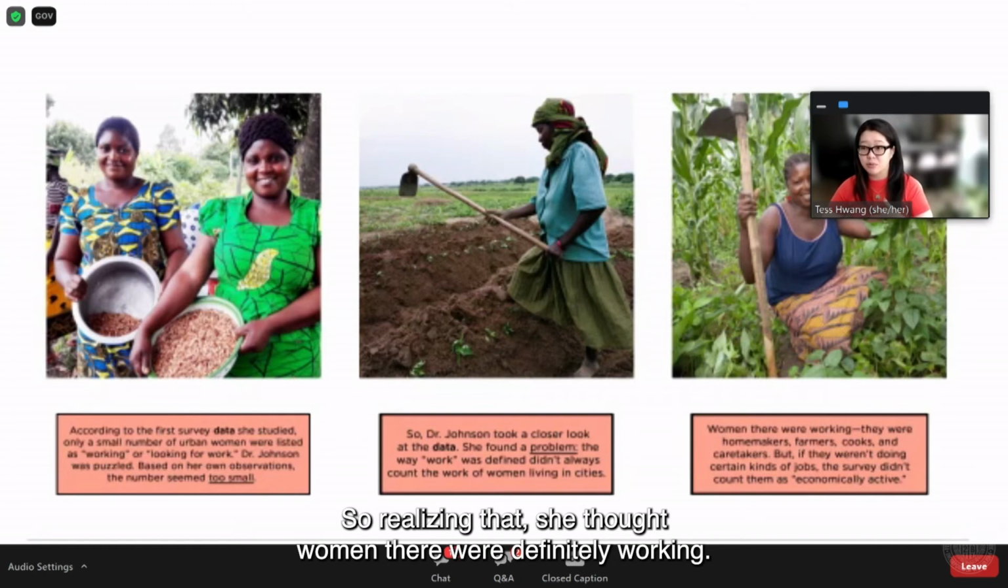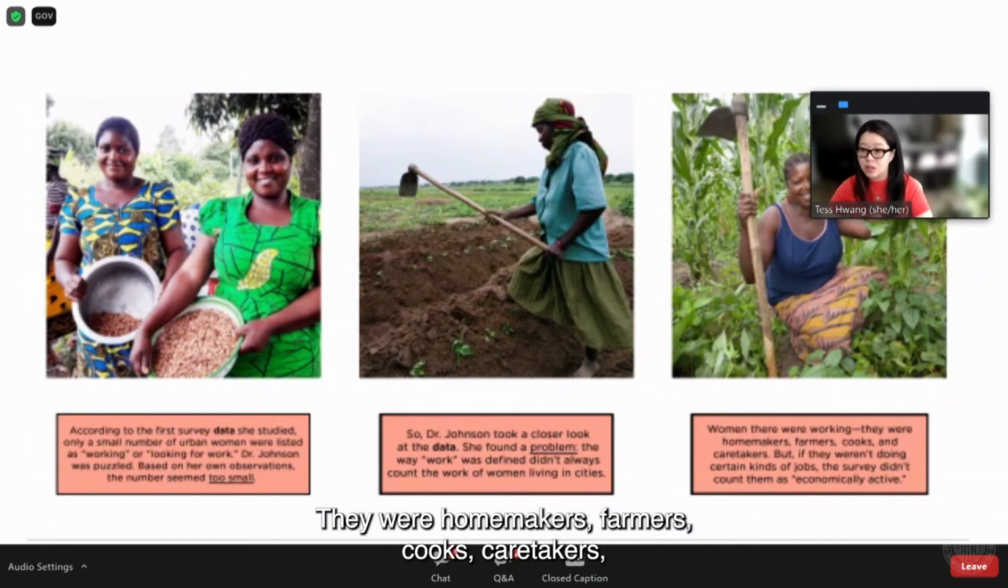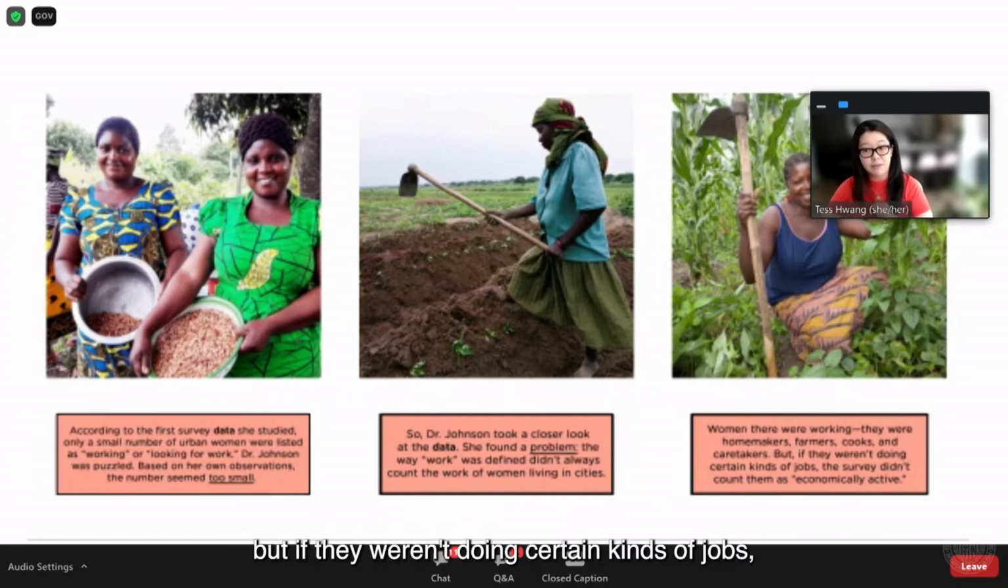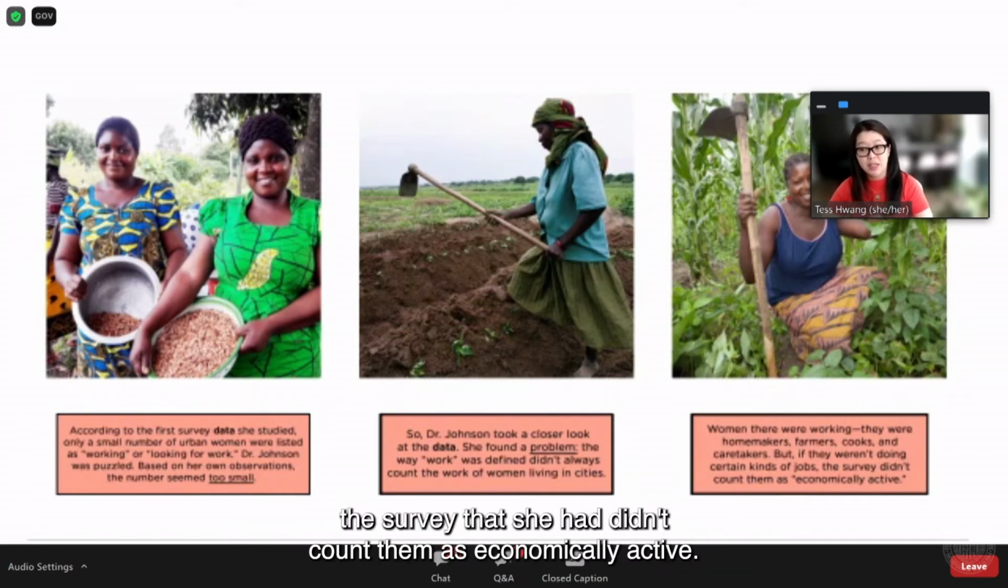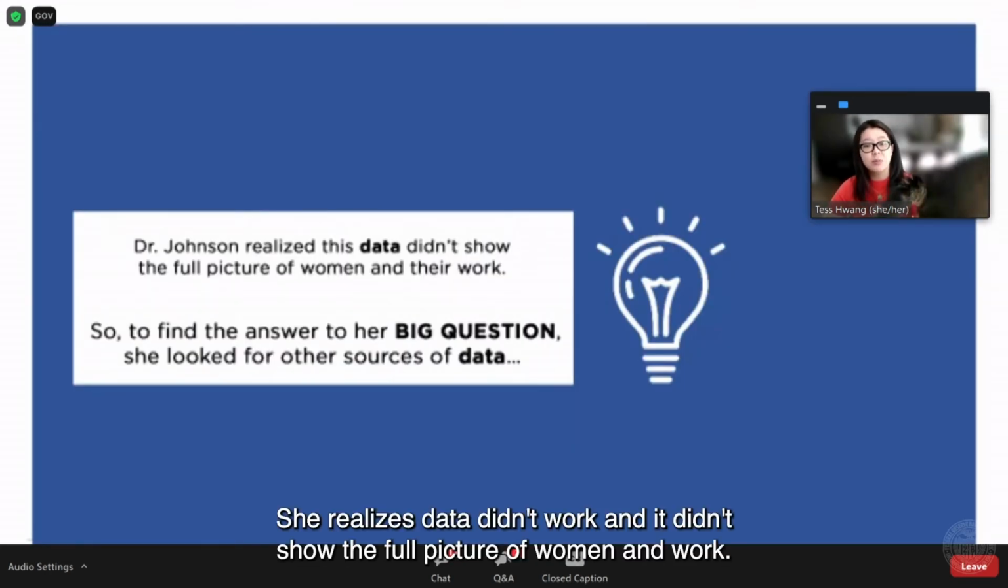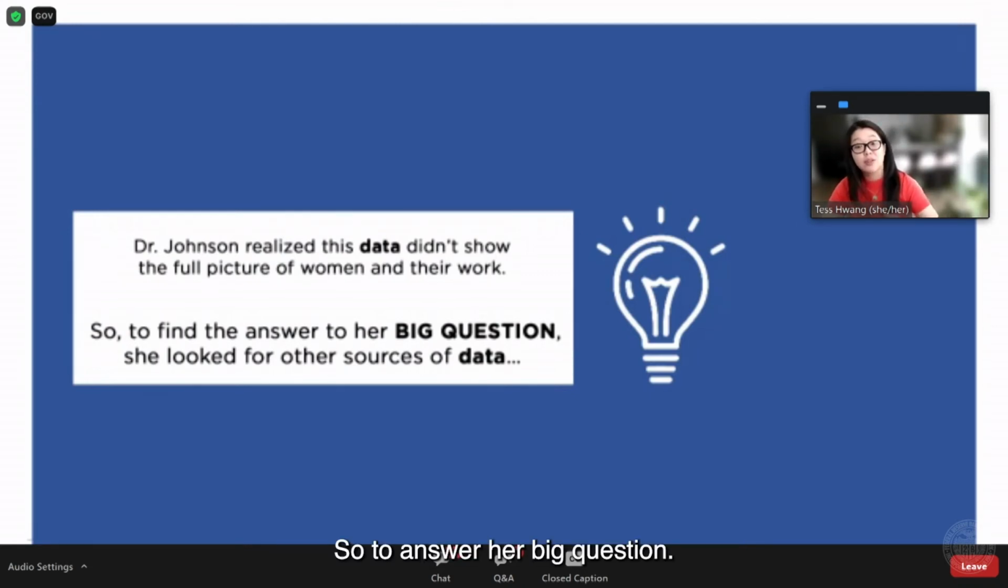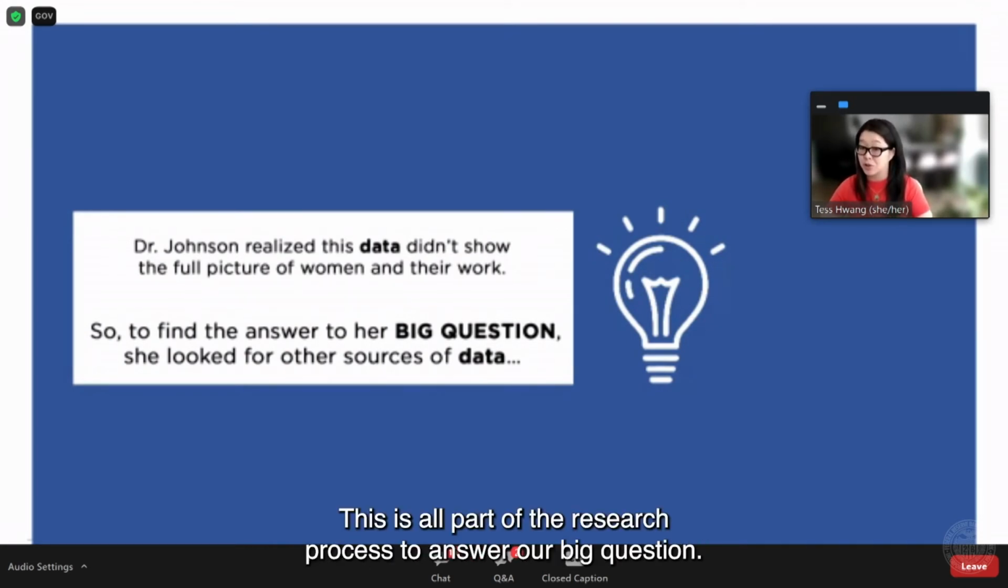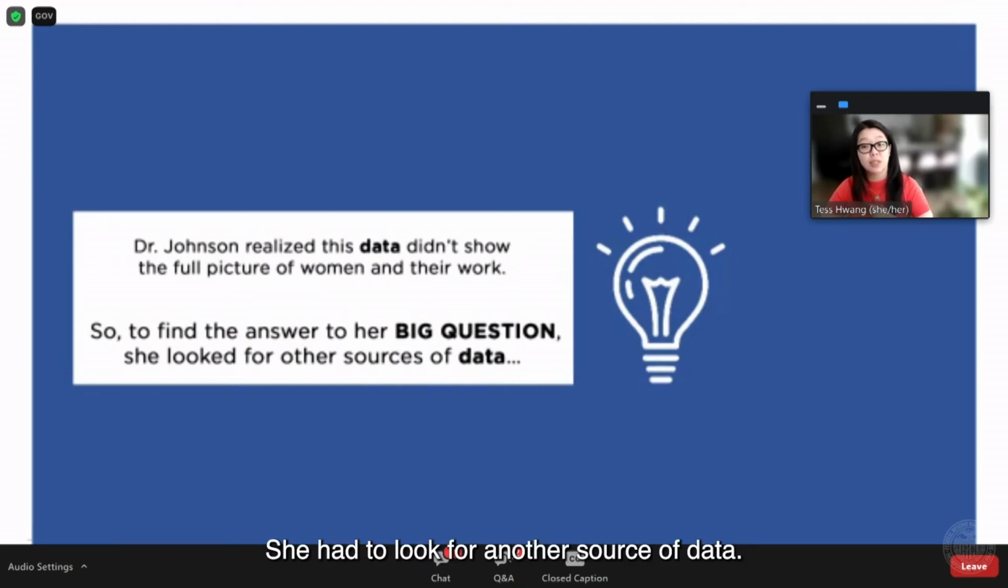So realizing that, she thought, women there were definitely working. They were homemakers, farmers, cooks, caretakers. But if they weren't doing certain kind of jobs, the survey that she had didn't count them as economically active. So this is what she ended up doing. You can go to the next slide, please. She realized this data didn't work and it didn't show the full picture of women and work. So to answer her big question, and again, we're re-emphasizing that this is all part of the research process, she had to look for another source of data. If you can click, please.